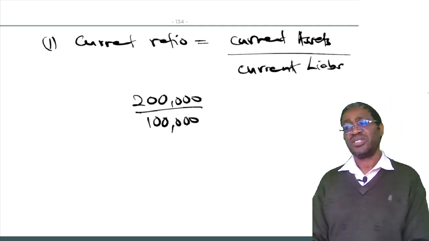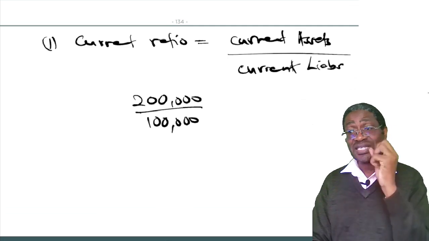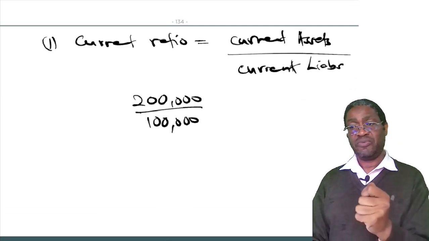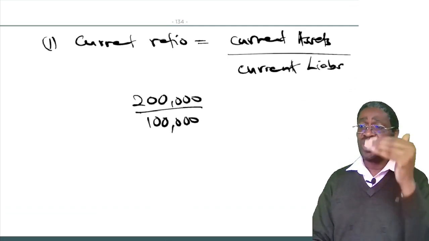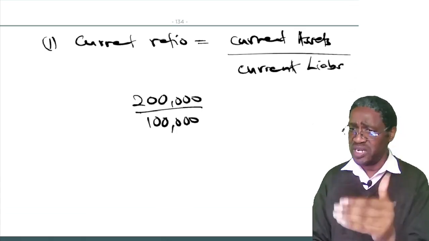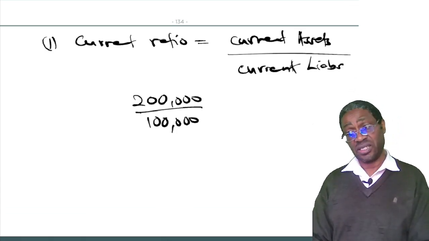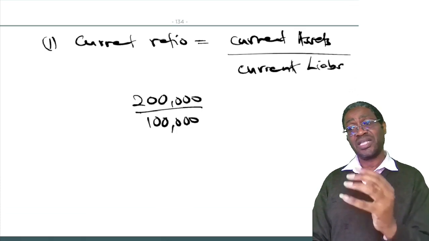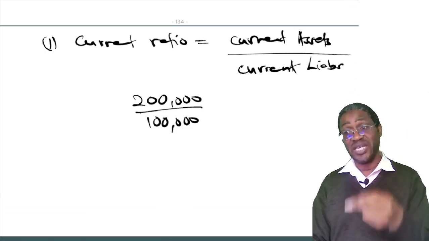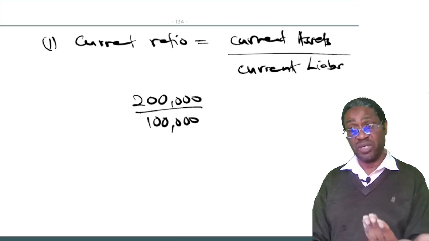So, tell me, are we as a company able to meet our obligation from the current assets? Are we able, from the current assets, to pay our current liabilities? Yes. You can see that the current assets of your business can cover your current liabilities. That means you can be able to pay.